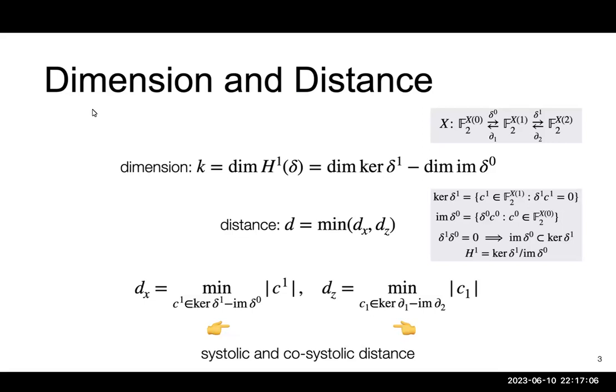The two most important parameters for a code are dimension and distance. Dimension k is the dimension of the homology, which is the dimension of the kernel minus the dimension of the image. For distance, it's the minimum of the X distance and the Z distance, where the X distance is the minimum weight of a vector inside F2^X1 which is in the kernel but not in the image. And dZ is defined in a similar way, but using the partial maps. For those that are familiar with high dimensional expanders, these are also called the systolic and co-systolic distance.